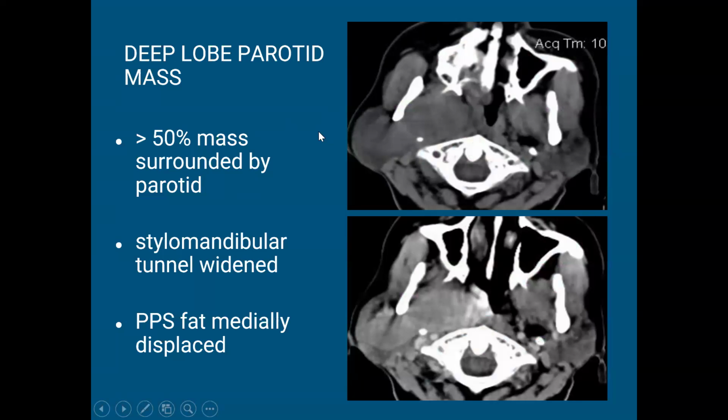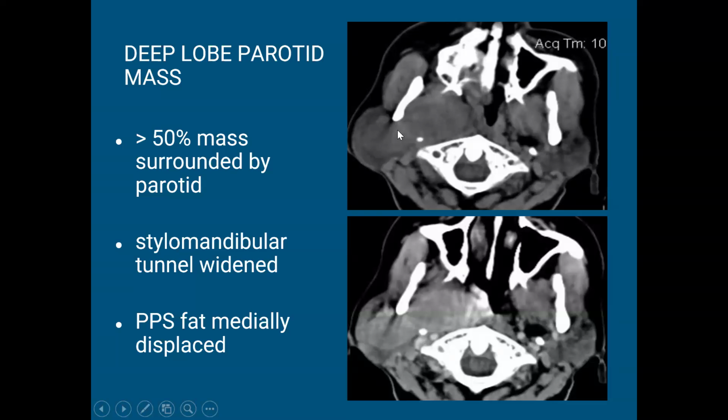This is a case of a lesion involving the deep lobe of the parotid. So that's the parotid gland, superficial lobe, that's the deep lobe. And we can see that more than 50% of the lesion is surrounded by the parotid, and it's seen extending medially, causing widening of the stylomandibular tunnel. This is the styloid process, and this is the mandible. So this stylomandibular tunnel is widened. We can compare it with the normal left side. This tunnel is the usual location of the deep lobe of the parotid.